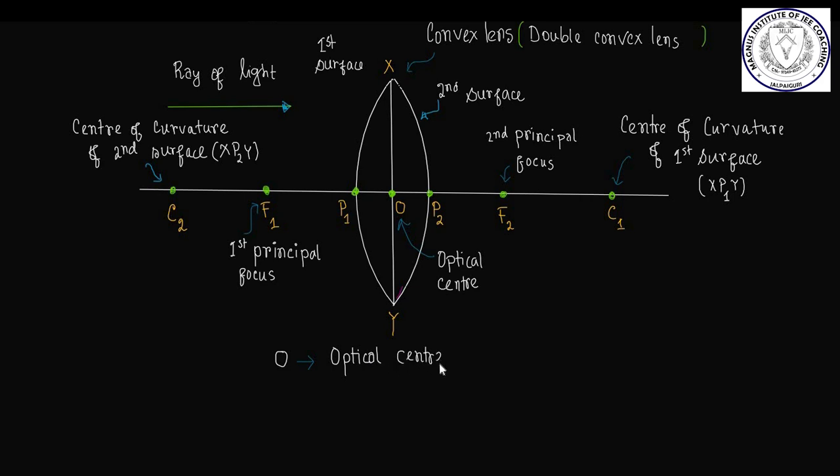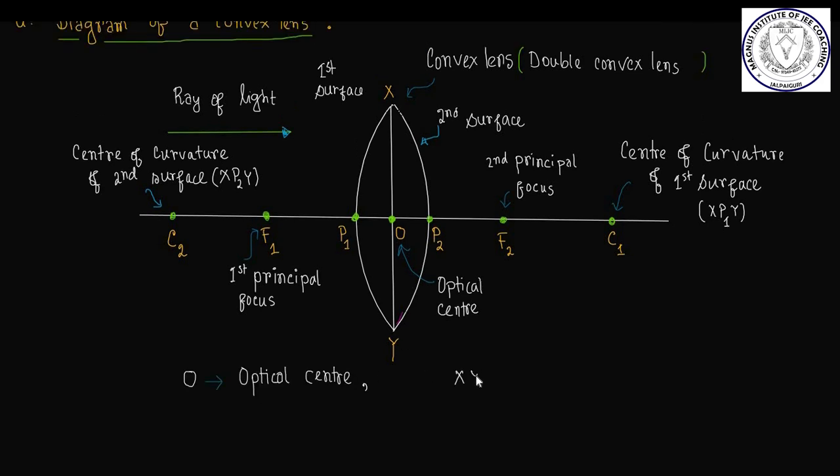O is the optical center, which is the no deviation point, and XY is the aperture. The vertical line XY is the aperture of the double convex lens, and aperture is the effective diameter of the transmitting area of the double convex lens. O is the optical center and XY is the aperture of the lens.